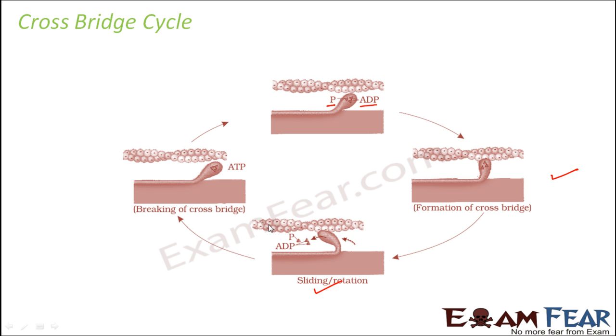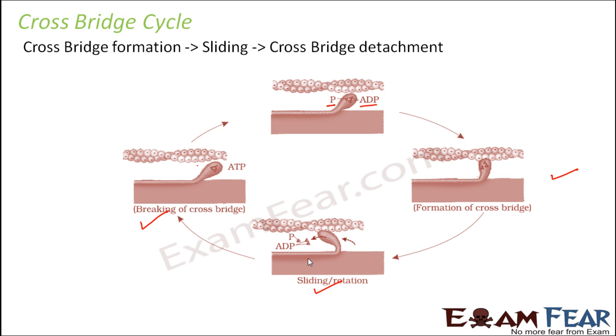So this step is sliding. After that, the ATP comes back again and it joins with myosin. Now as soon as it joins to the myosin head, the bond between myosin and actin weakens and the cross bridge is broken. Now once the cross bridge is broken, again the ATP will get hydrolyzed to form ADP and phosphate, and this process will keep on continuing. So these steps which keep on happening over and again, this is known as the cross bridge cycle. So the cross bridge formation, sliding and cross bridge detachment. So these are the three steps which together form a cycle.